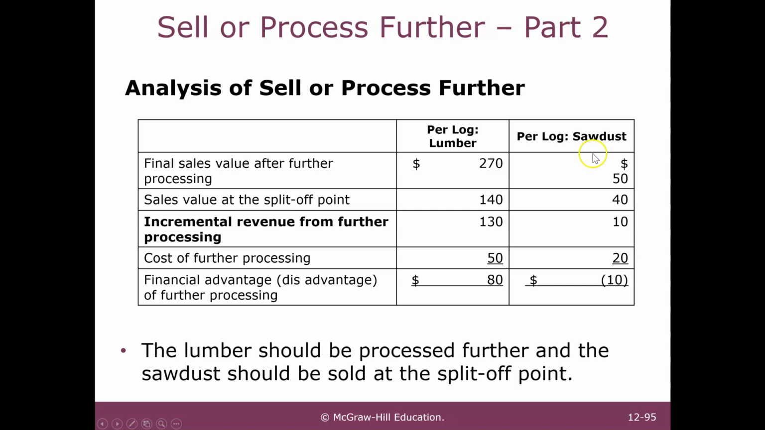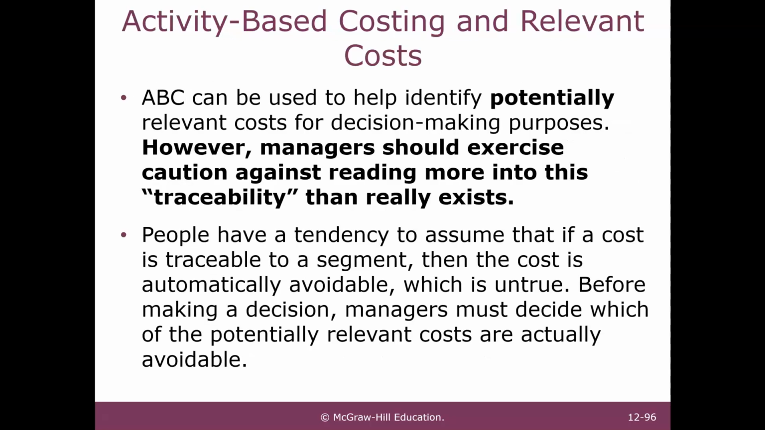If they process further, they will earn $50. If they sell as is, that's $40. They'll have a $10 increase if they do process it further, but their costs are $20, which leaves them in a deficit of $10. So they should not process the log into sawdust, but they should process the lumber further.